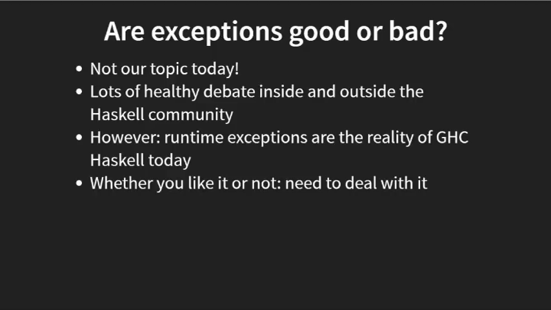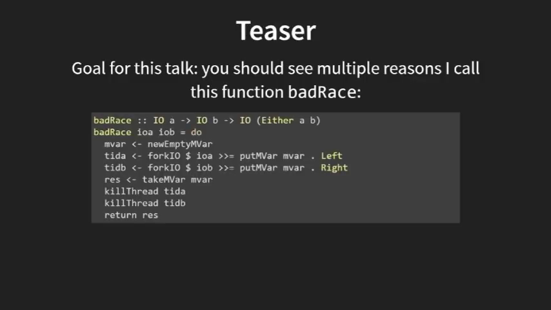One final topic. Are exceptions good or bad? And the answer is we don't care today. We're not making any kind of value judgments about whether async or synchronous exceptions are a good or bad thing. I know that there's been plenty of debate about this, also comparing it to alternatives like the ExceptT transformer. It's not our topic today. The point is that if you're using GHC, you're using Haskell today, these kinds of runtime exceptions, synchronous and asynchronous, are a reality that you're going to have to deal with. So it doesn't matter how you feel about it, you're going to need to learn how to play around with this. All right, so now let's talk about a little bit of a teaser.